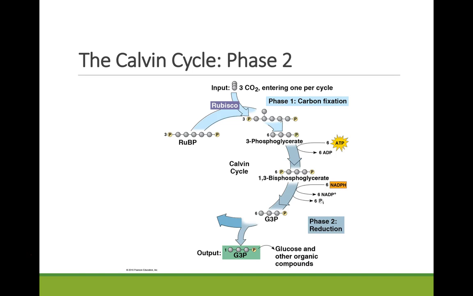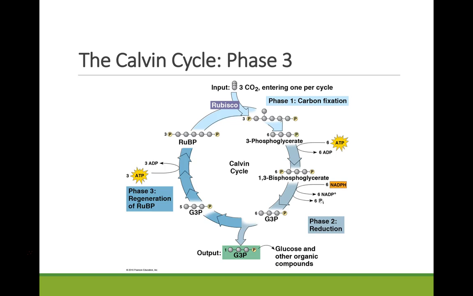The other 5 are used to regenerate a molecule called RuBP. So this final phase, this regeneration of RuBP, requires a little bit of energy, and it is the RuBP molecule that's going to combine with carbon dioxide to produce that rubisco molecule. As long as there is carbon dioxide coming into the cell, as long as there's ATP, and as long as there's NADPH, this cycle is going to continue for as long as the light reactions are going.